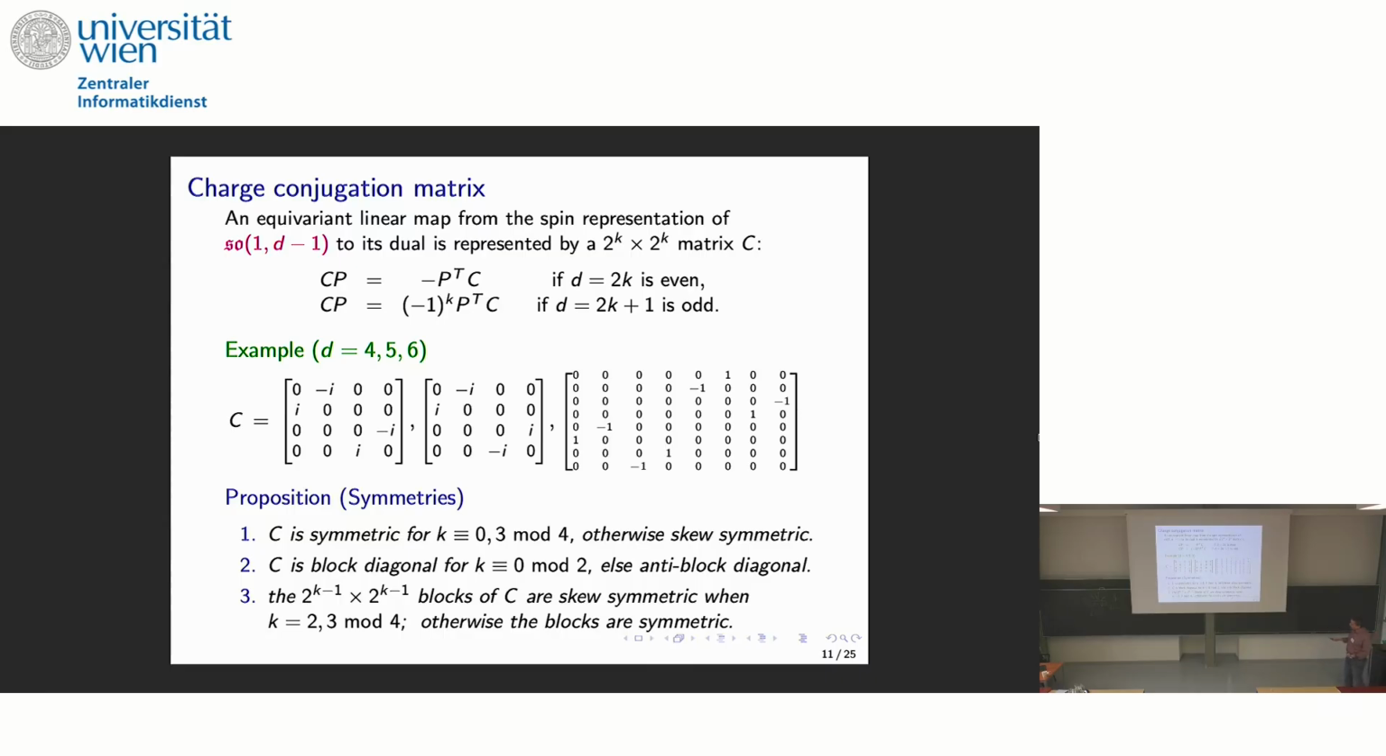Now, the blocks themselves are skew-symmetric. Right? So you can see here this is a symmetric matrix, but the blocks are skew-symmetric. The blocks are skew-symmetric as K is congruent to 2 or 3 mod 4, and otherwise the blocks are symmetric. Now, these are all elementary statements about square matrices, and everything about these spinors and Dirac algebra is mod 4. Something is true if something is something mod 4.